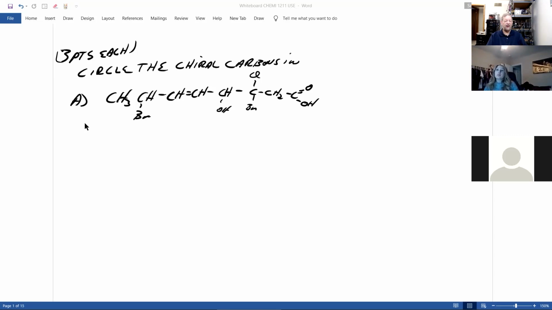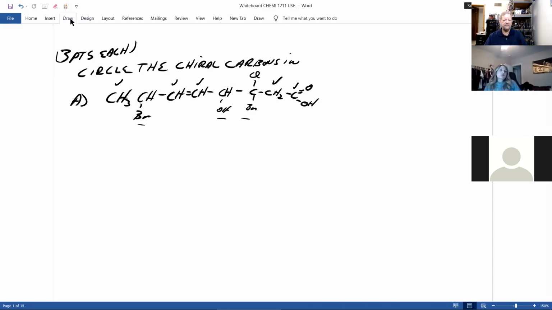All right, everybody's done, so I better get to work. If a carbon has more than one of the same group, it's out. 3 hydrogens, it's out. 2 hydrogens, it's out. If it's in a double bond, it's out. So that leaves this and these carbons.